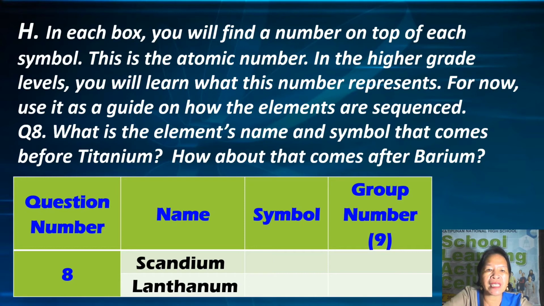The same with the lanthanum, because the arrangement in the periodic table is based on the atomic number from number 1 to number 118. Okay, what is the symbol for scandium? Okay, it is capital S and C. How about lanthanum? Okay, the symbol for lanthanum is capital L and A.